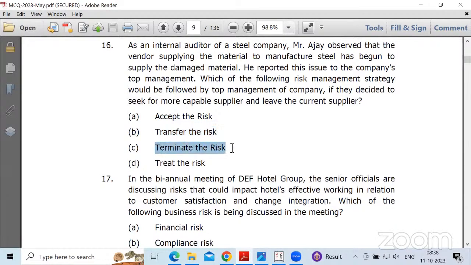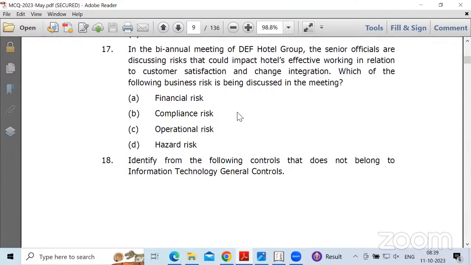Terminate the risk. So what is terminate? You kill the risk. I don't want this. I don't want any more continuity of the particular item or particular process. That is terminate the risk. Treat the risk: there are possibilities of rectifying that are available, therefore you can treat it. So now, if they decided to seek a more capable supplier and leave the current supplier, which risk management strategy would be followed? So we have to treat the risk. We have to set it right. Otherwise, what will happen? You will go to the next supplier.